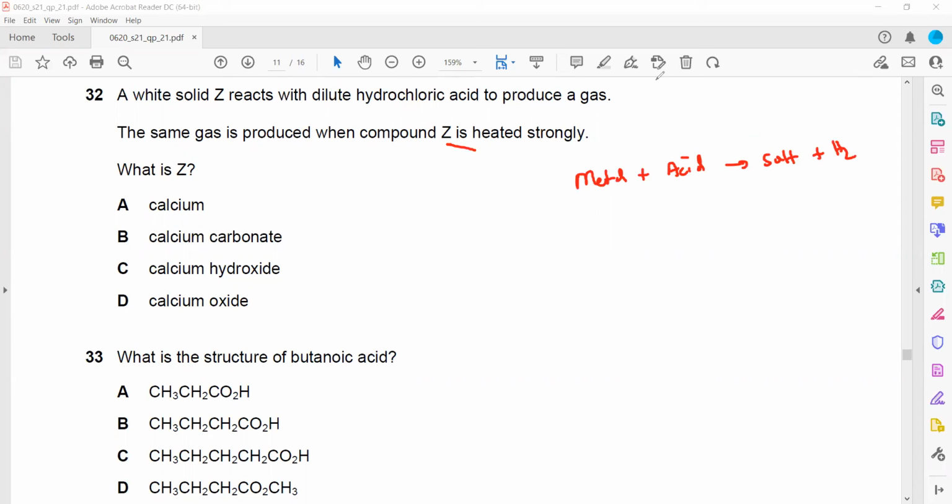But a metal cannot be thermally decomposed. We supply heat energy, and by supplying heat energy we can melt the metal, but there is no thermal decomposition of a metal. So any option which includes a metal cannot be right.